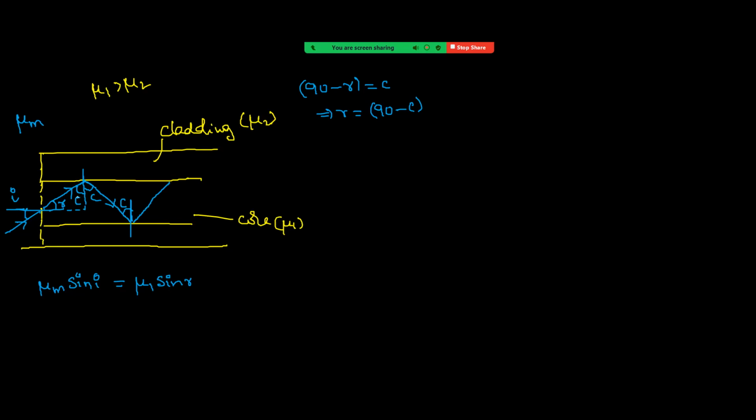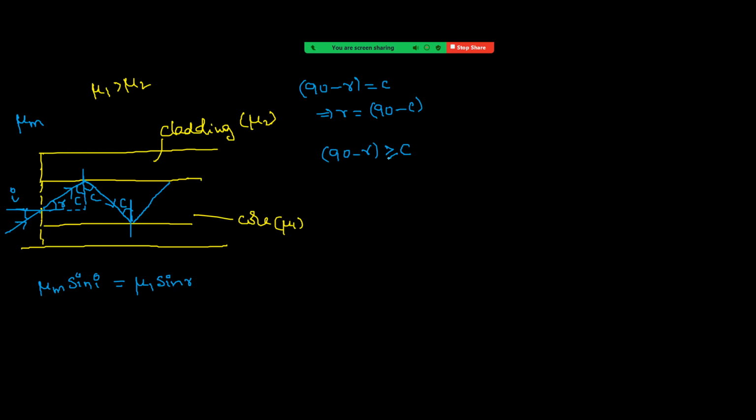That means we can see here a minimum angle. So what is the minimum angle there? When the i value is maximum, the r value is maximum. When the r value is maximum, 90 minus r is minimum. I am repeating here: when the i value is maximum, the r value is maximum, and when the r value is maximum, 90 minus r is minimum. If that minimum value is greater than or equal to C, light undergoes total internal reflection.